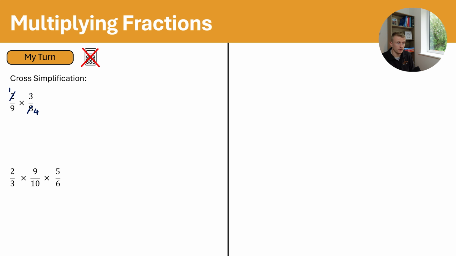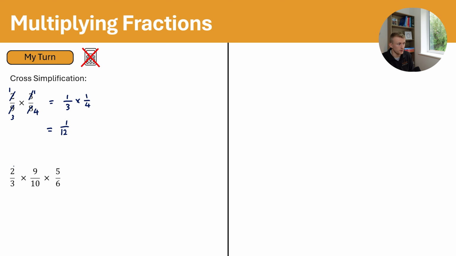I also spot that there's a factor of 3 on this numerator and on the denominator down here in the form of 9. So I'll divide through by 3, give me 1, and I'll divide through by 3 to give me 3. I'm just going to rewrite these fractions so it's a little bit more clear. That's 1/3 multiplied by 1/4. And I can then multiply those in the same way I normally would. 1 times 1 is 1, 3 times 4 is 12. And that's my answer.